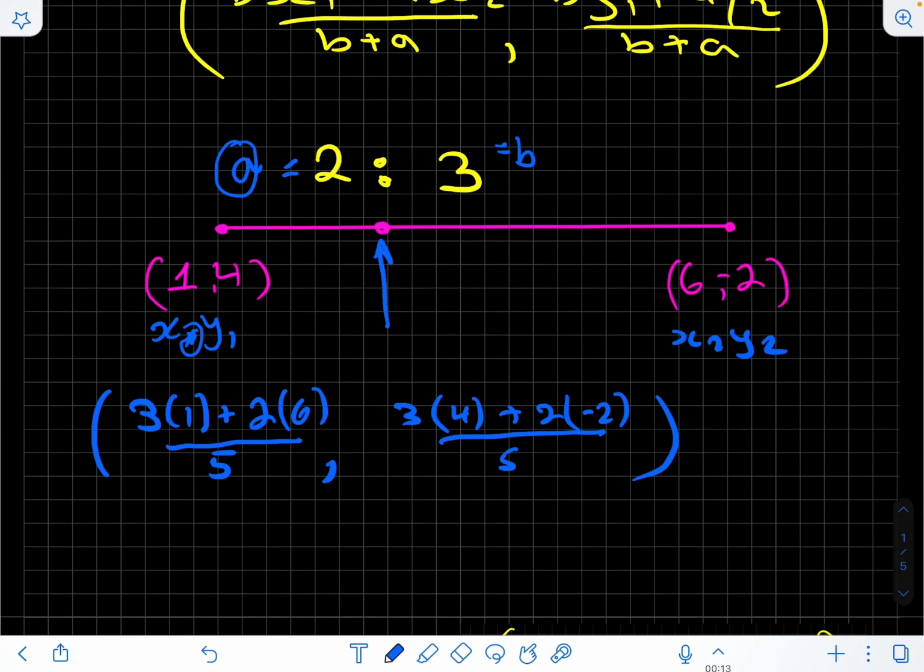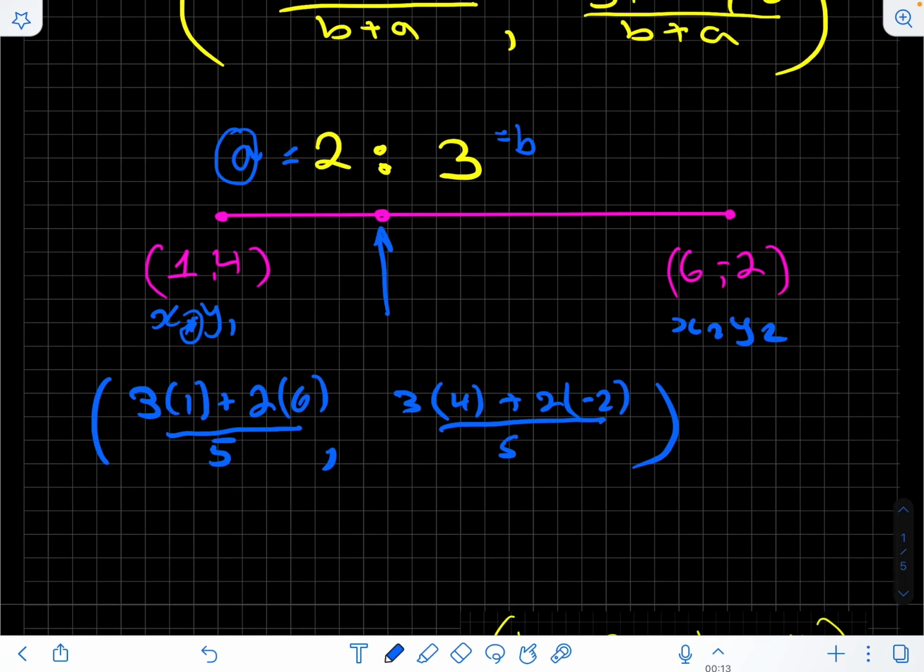You calculate these two numbers, so 3 plus 12 is 15, divided by 5 is 3. And 12 plus, that's 12, and that's minus 4, so 12 and minus 4 make 8, and 8 divided by 5 is, you can write 8 over 5, or 1 and 3/5. So this is the point that we were looking for.